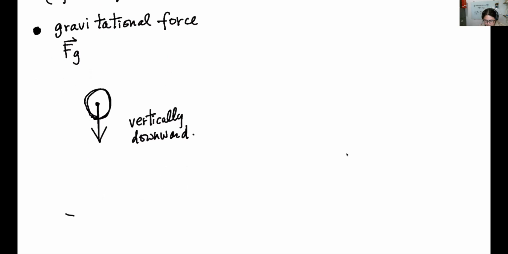So let's say there is a ball that's rolling on a flat horizontal surface.